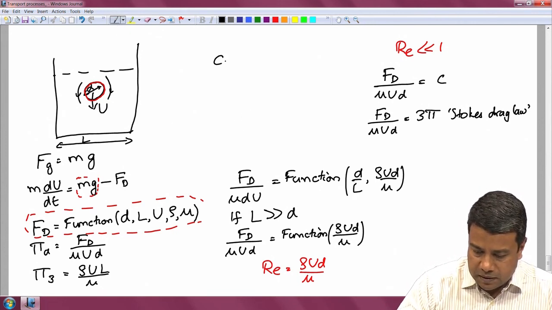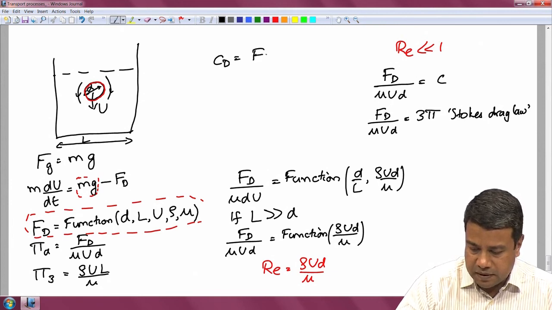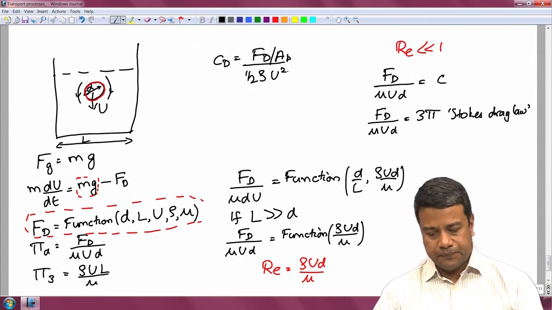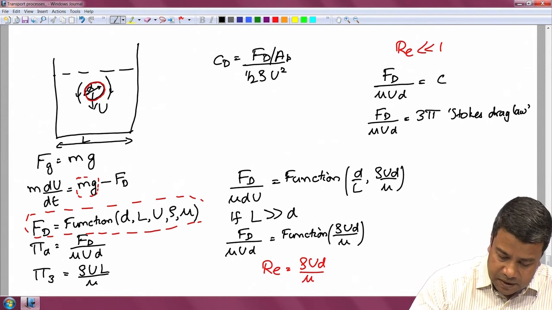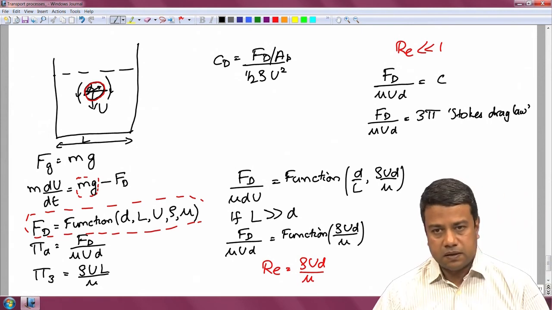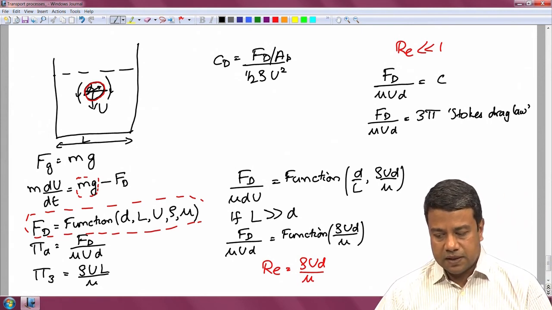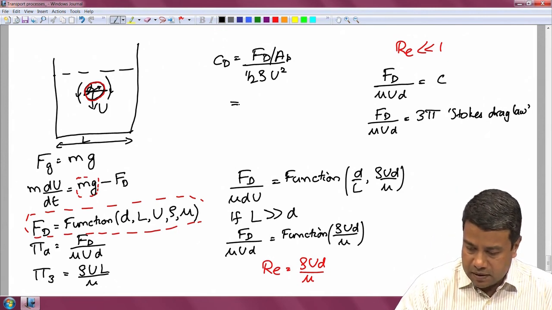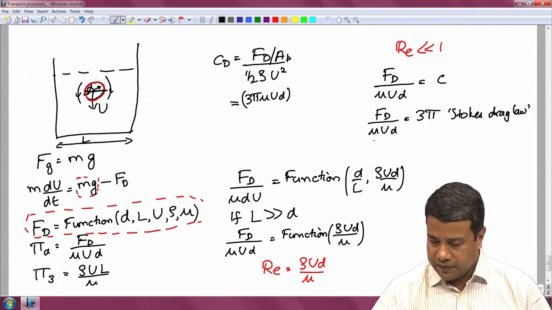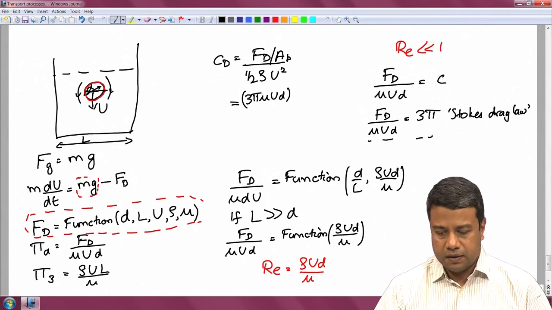For the flow around a particle, the drag coefficient is defined as the drag force divided by the projected area times half rho u square. Where the projected area is the area of projection, the area projected by the particle to the fluid. So, we know that the drag force is 3 pi mu u d from the Stokes drag law.